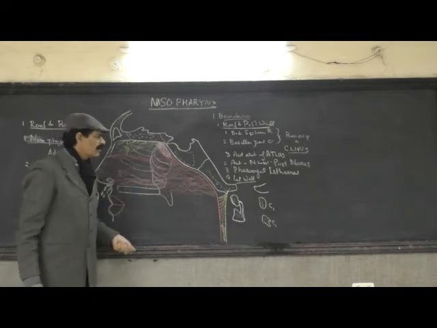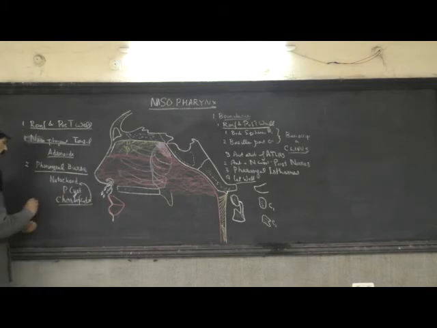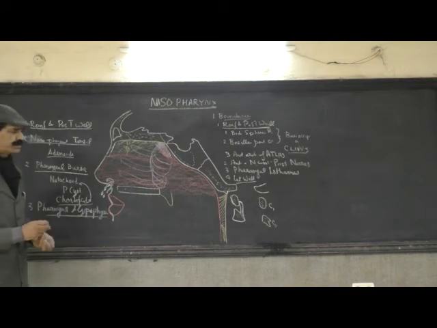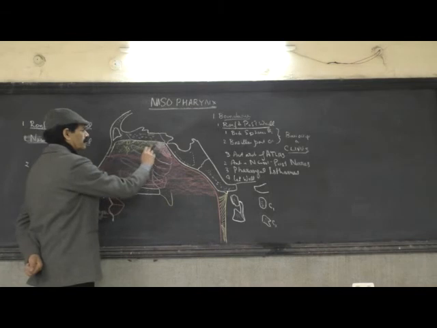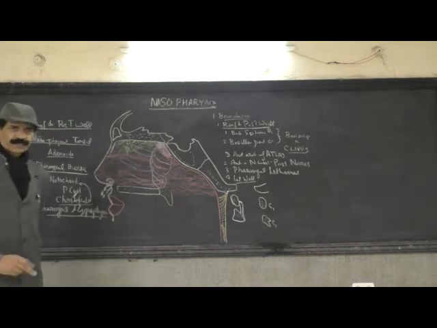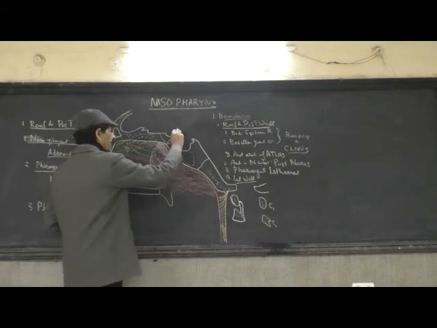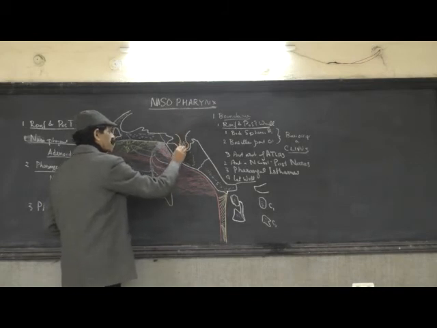So another feature of the posterior wall is the pharyngeal hypophysis. So what is pharyngeal hypophysis? Actually it is seen in the roof of the nasopharynx. And as we know, the pituitary gland is lying in the pituitary fossa, the anterior is the adenohypophysis, and the posterior is the neurohypophysis.